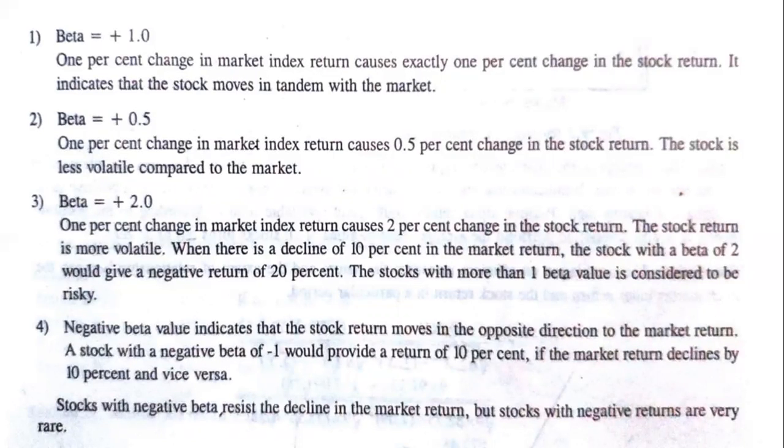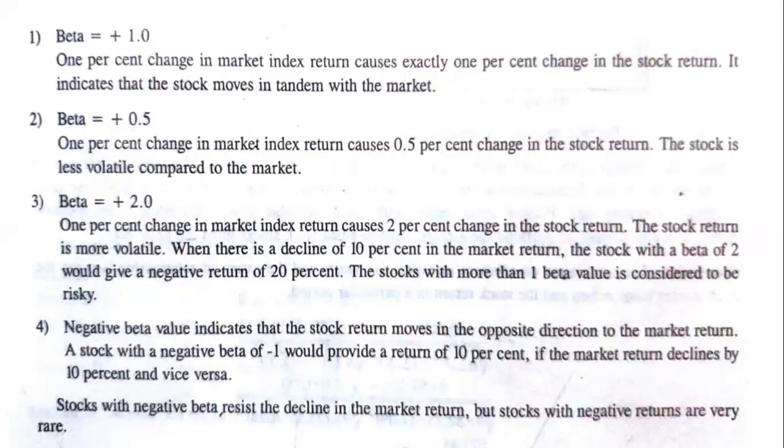If you see the example here, a stock with a negative beta of -1 would provide a return of 10% if the market return declines by 10%, and vice versa. So a stock with negative beta resists the decline in the market return, but stocks with negative beta are very rare in the market. It is not easy to find them in the market.